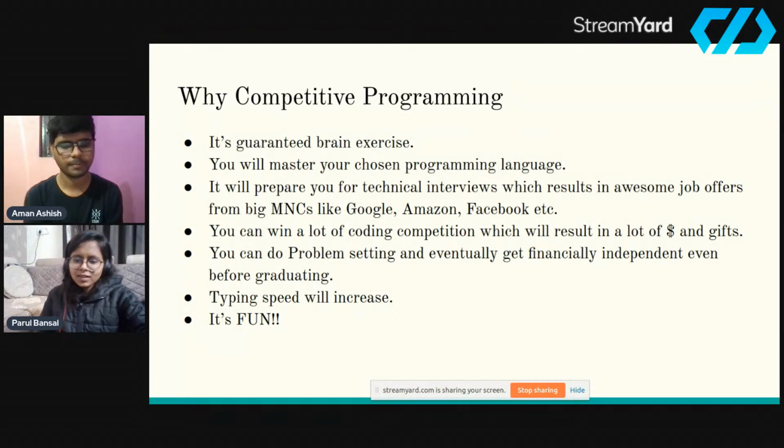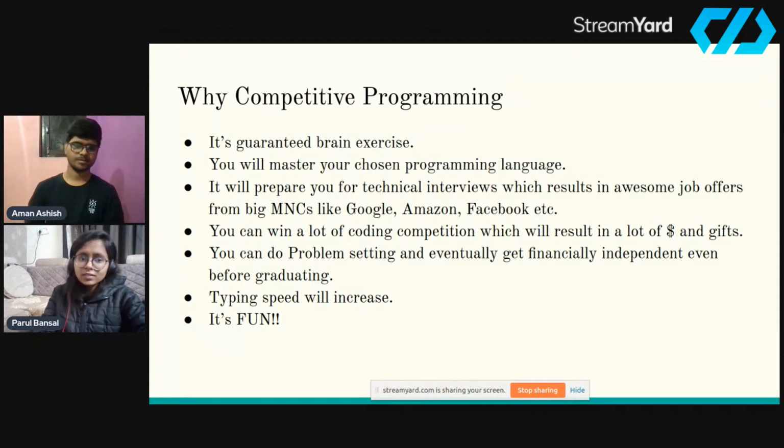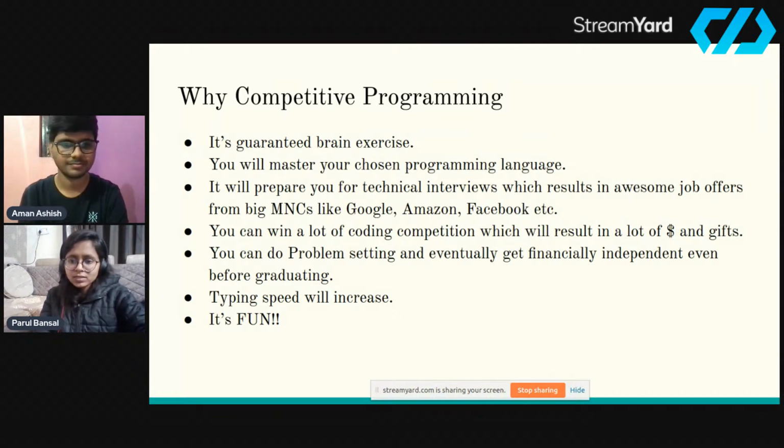Obviously it's also a very good brain exercise. It's similar to solving logical puzzles or playing a game of chess. People who want to keep their mind always busy, CP will interest them a lot. My personal reason for choosing CP was this only. I like it when my mind is busy.